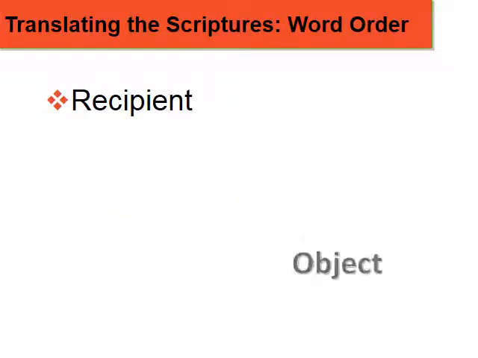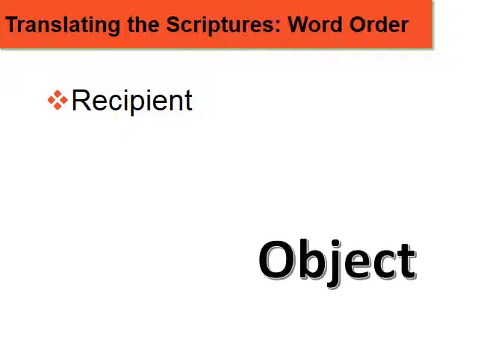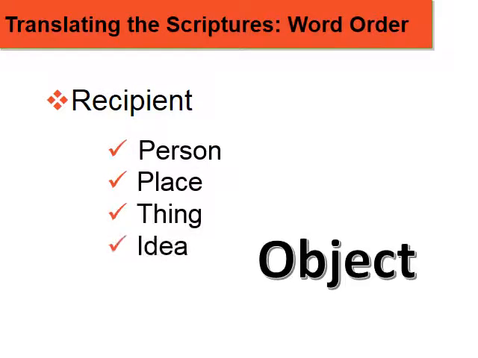A recipient in a sentence that is not the subject is known as an object. The object will also be a person, place, thing, or idea. In a simple sentence, the subject usually does something to or towards an object. Please pause the video again and name some people, places, things, and ideas in your language. Remember, these are called nouns. These can be the object of the sentence.